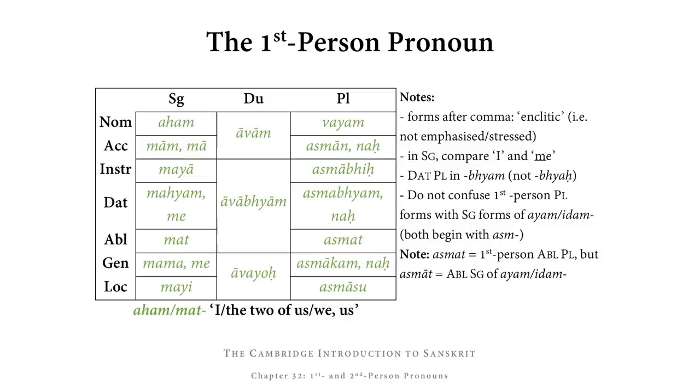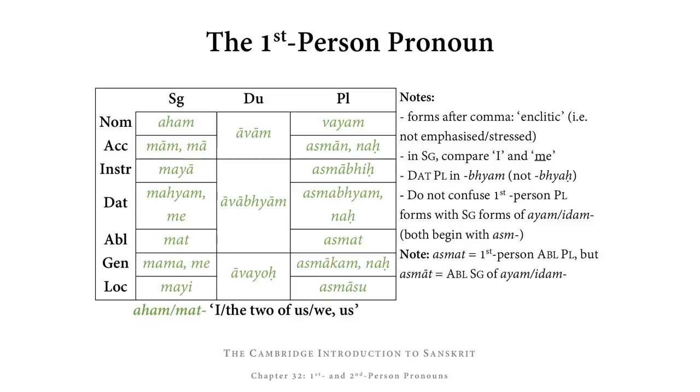So let's begin with the forms of the first person pronoun, which in the singular means I, in the dual the two of us, and in the plural we or us. Now in the singular we have the forms aham, mam, maya, machyam, mat, mama, mayi. We also have a few alternative forms, namely in the accusative ma and in the dative and genitive me. Those are so-called enclitic forms, which we're going to come back to later in this video. But just to look at the main forms, aham, mam, maya, machyam, mat, mama, mayi.